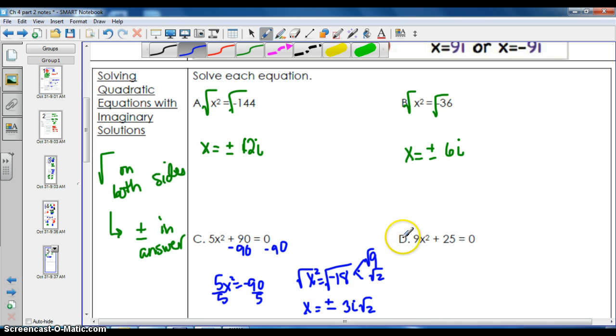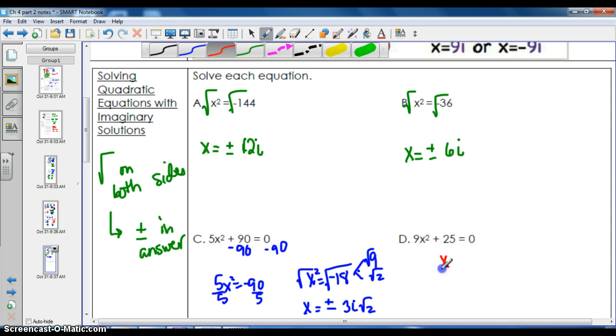So I want you to try this last one on your own, D. Remember, first step, get the x squared by itself. So subtract 25, divide by 9, then do the square root. Make sure your answer has a plus minus. So push pause, try letter D on your own, and then press play to check.